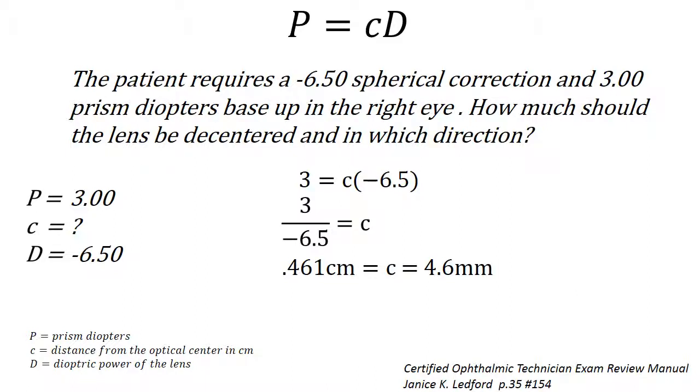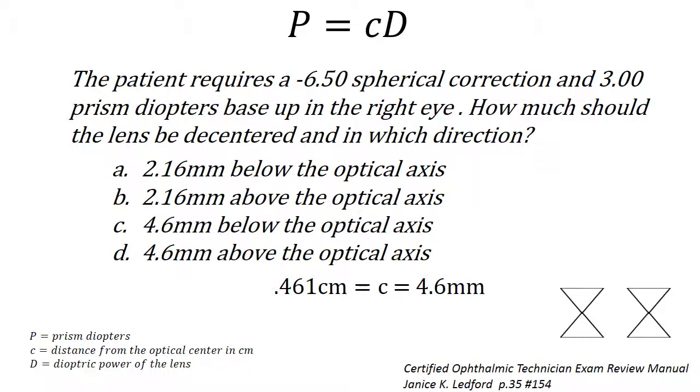So we just plugged in the numbers, solved for C, and then we switched it to millimeters because that's what the answer is in. Now, to draw the picture. Well, it's a minus lens, so our lens is going to be shaped more like a bow tie. But our problem says base up, so we're talking about vertical prism rather than horizontal. So we're not going to do the bow tie, we're going to put it on its end, more like an hourglass.